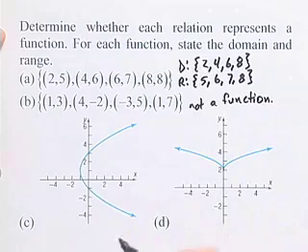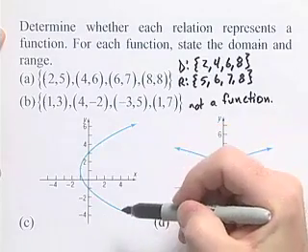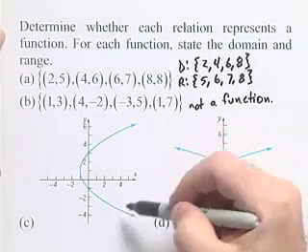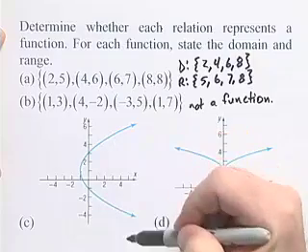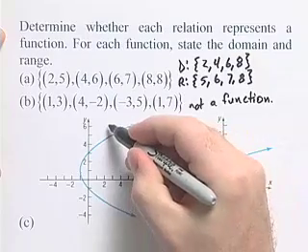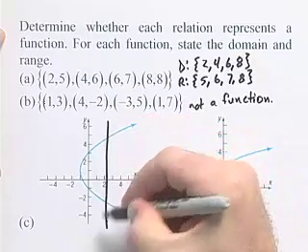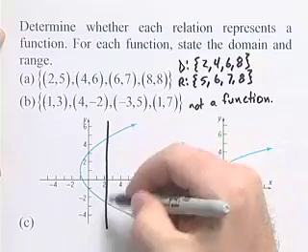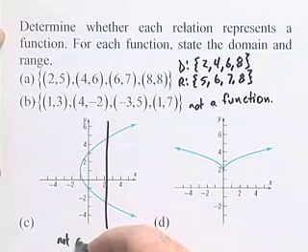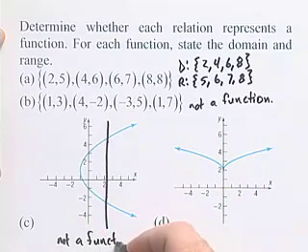We'll move on to part C. Here we're given a graph of a relation. To determine whether this is the graph of a function, we use the vertical line test. Since we can pass this graph with a vertical line and hit it in more than one place, this is not a function because it fails the vertical line test.